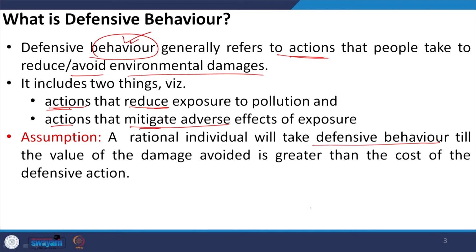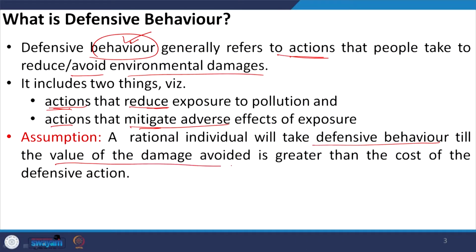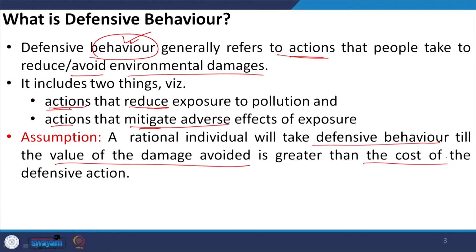Till the value of the damage avoided. They will be thinking that if they are going outdoors, then these are the damages in terms of illness, or if it is a property, these are the likely damages that will happen because of external factors like pollution. And if the value of the damage avoided is greater than the cost of the defensive action, whatever actions they are taking in order to save their property or their own health, then this is how they will react.